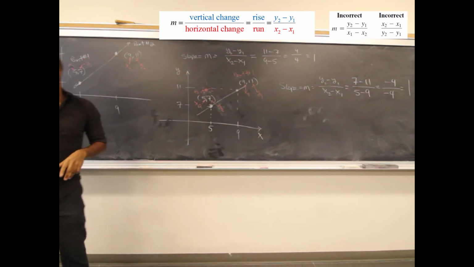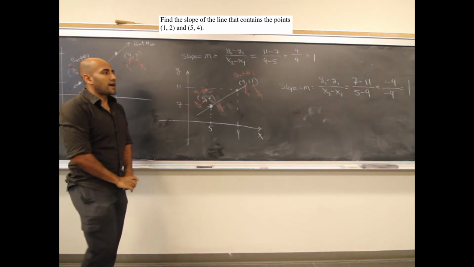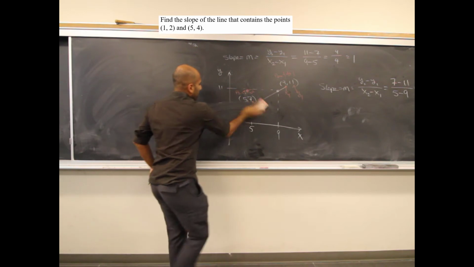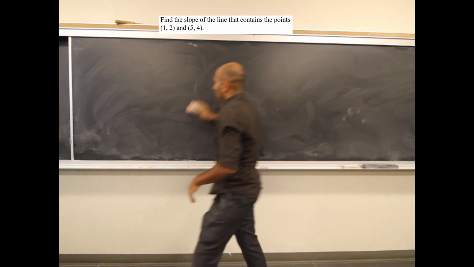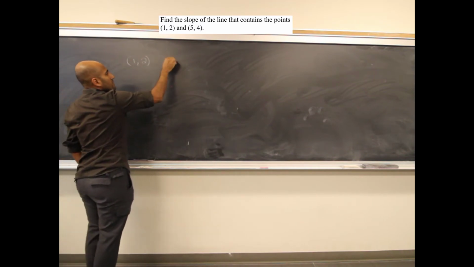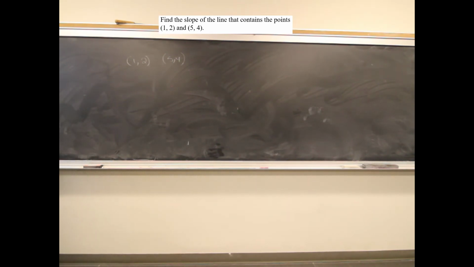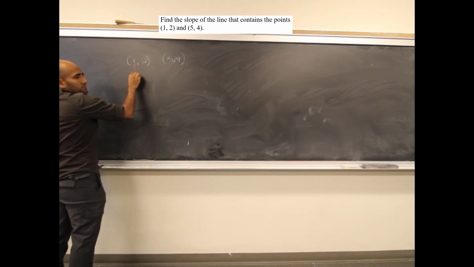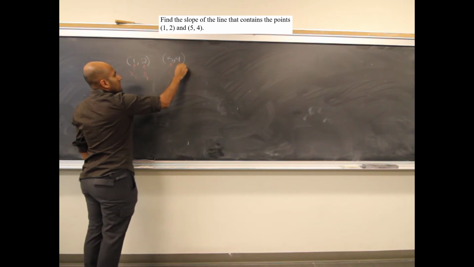Good? Questions, comments, issues? No? Okay, so here's an example. Find the slope of the line that contains the points 1 comma 2 and 5 comma 4. So the first thing we have to do is assign them values of point 1 and point 2. Got to label one of them as point 1, label the other one as point 2. It doesn't really matter. Let's call this point 1, x1, y1, which means that this one must be point 2.